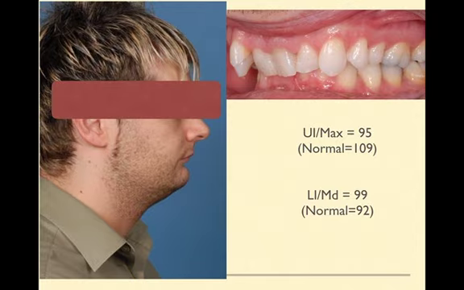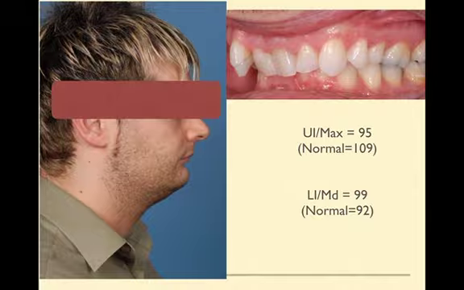The other patient has a class 2 division 2. As you can see, the upper incisors to the maxillary plane are 95. They are hugely retroclined. And the lower incisors to the mandibular plane are 99, while the normal is 92. So they are proclined because they are trying to compensate for a class 2 skeletal discrepancy. We said that we want an overjet of 10 millimeters. So what we have to do is to procline the upper incisors.